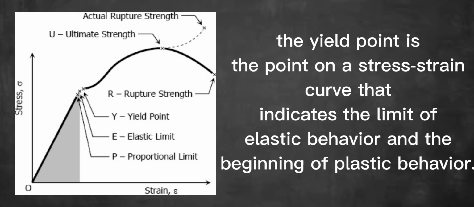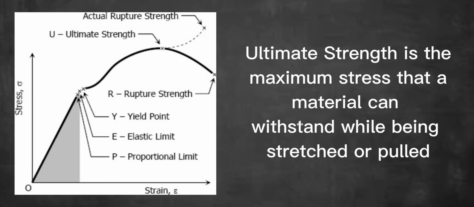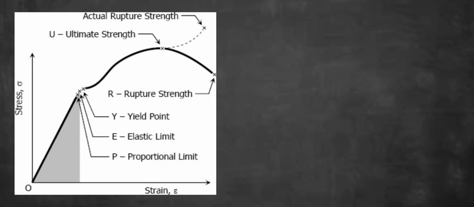Yield point is the point on the stress and strain curve that indicates the limit of elastic behavior and the beginning of plastic behavior. So at this point, mapapansin natin na horizontal na yung line. So sa unting i-apply natin na load, magkakaroon tayo ng malaking deformation. Next, ultimate strength is the maximum stress that a material can withstand while being stretched or pulled. Rupture strength is the strength of material at rupture, or also called breaking strength.